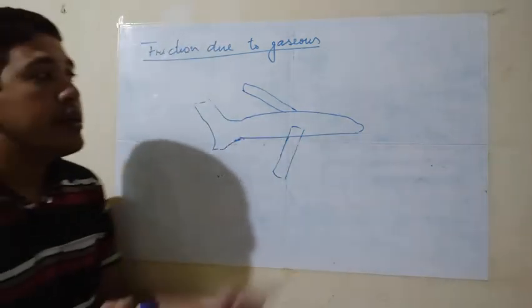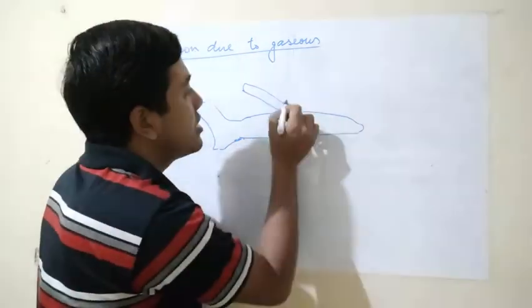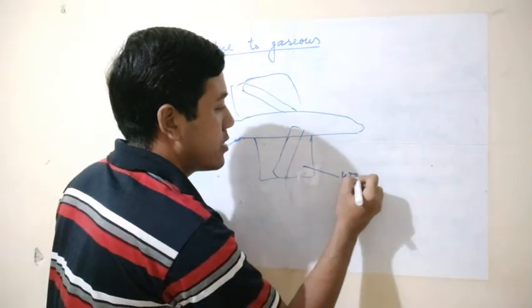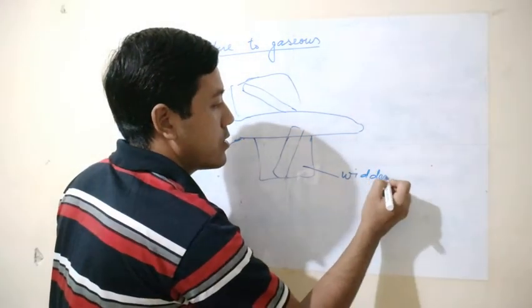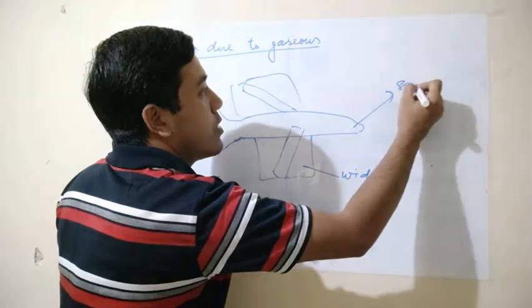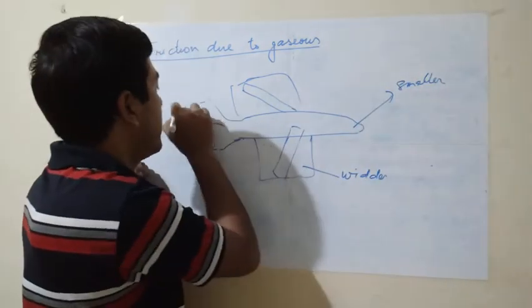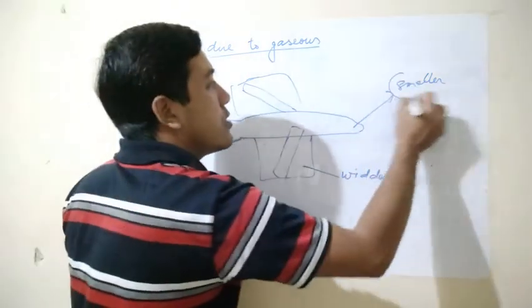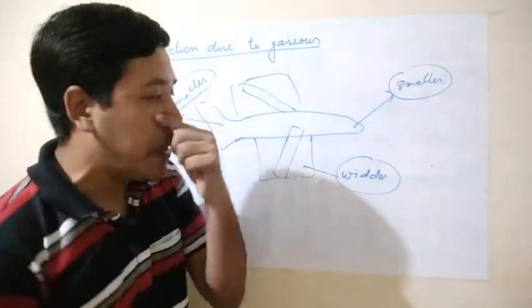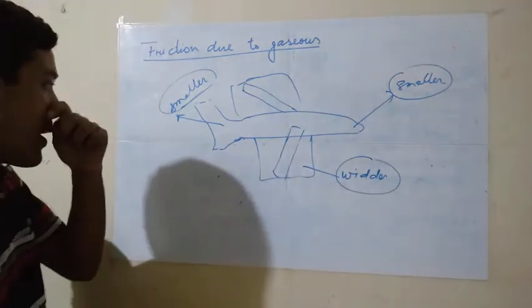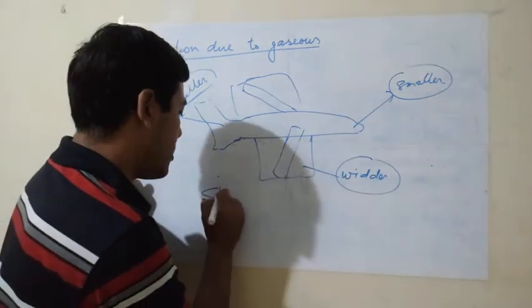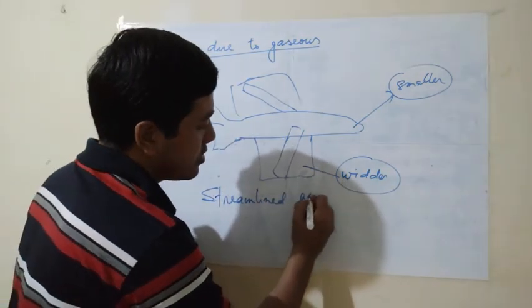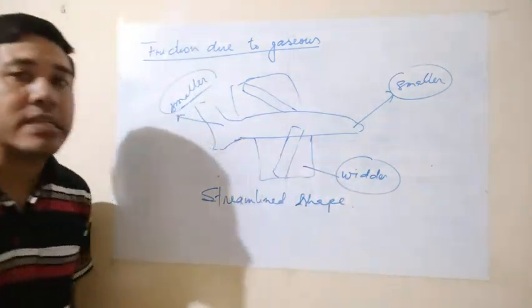Right, look here. In the aeroplane also, this portion is wider, but this portion is smaller. In here also it is smaller. Why? This aeroplane also needs to be modified into one shape, and this shape is also known as the streamlined shape.